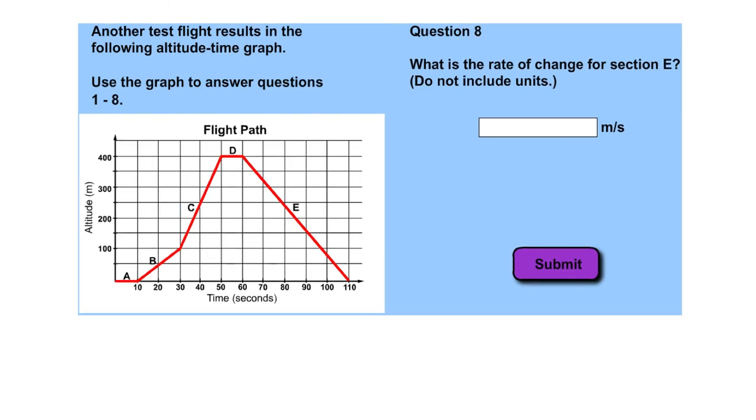And what is the rate of change for section E? I'll let you pause the video and figure that out. It goes down 400 meters in 50 seconds. That's negative 8 meters per second. Don't forget the negative.